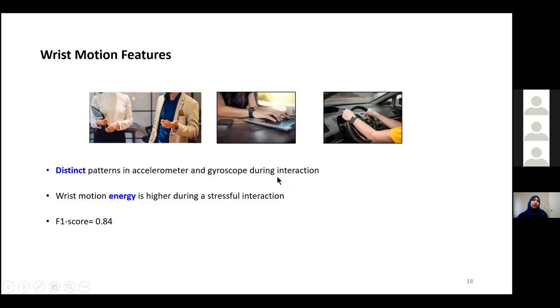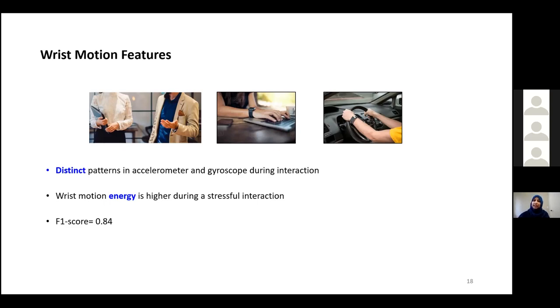And we also saw that we move our hands differently when we are involved in different situations. When we are involved in a stressful interaction, we tend to move our hands more compared to when we drive or when we work, because during driving, our hand is mostly guided by the steering wheel, or when we work, maybe we are typing on a laptop. So those are more guided motions.